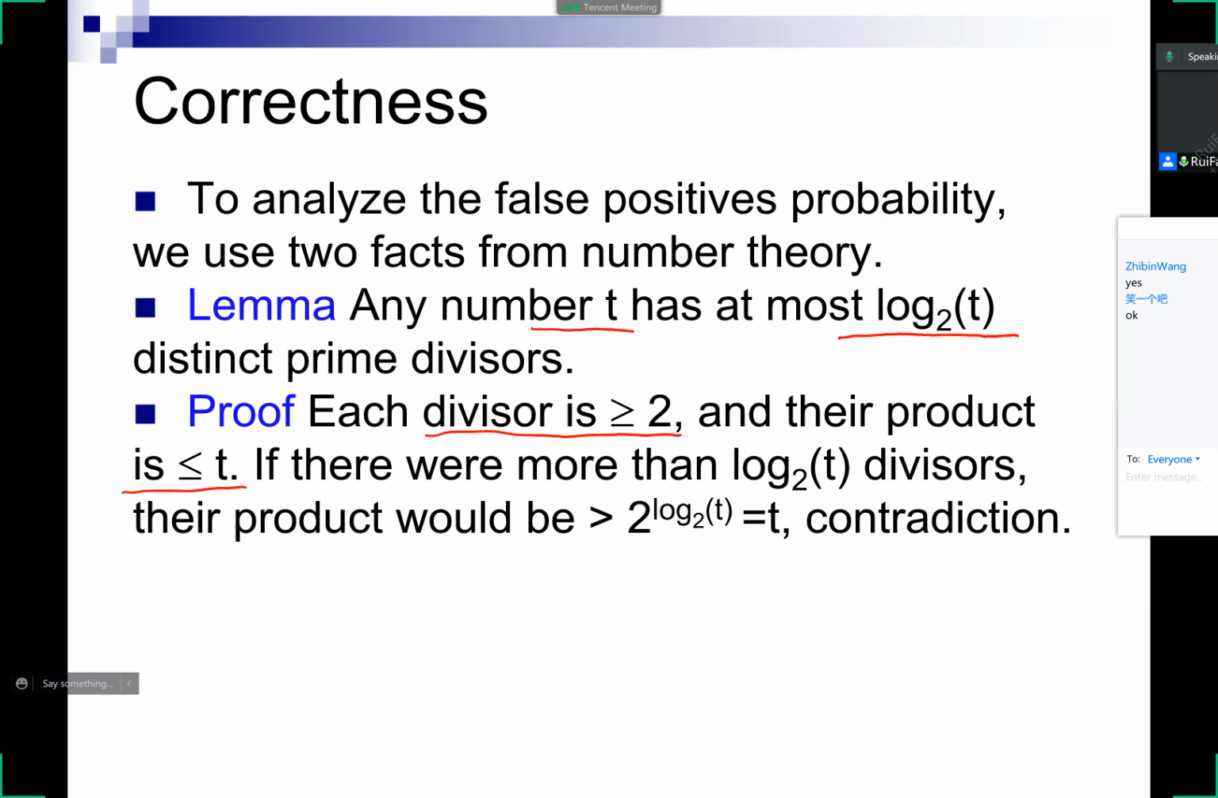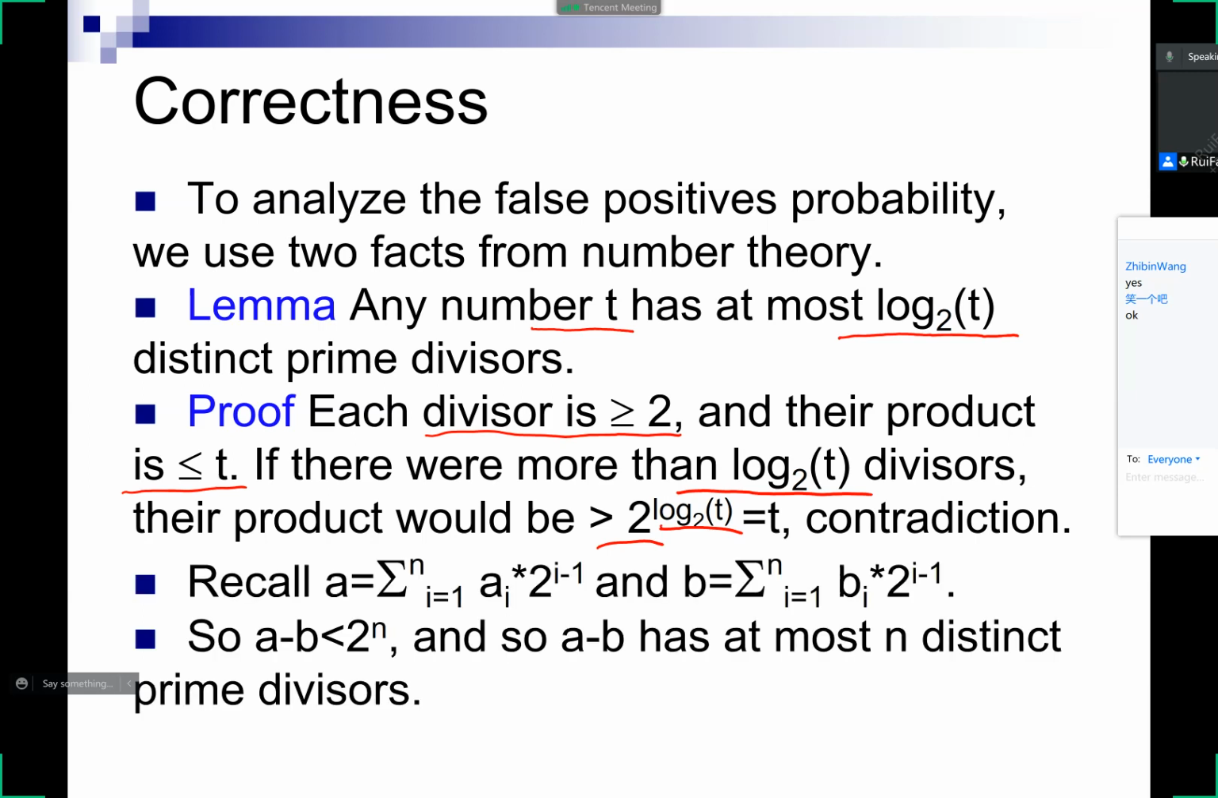So then the product is less than t, and therefore, if you actually have more than log t divisors, then when you multiply all of them together, since each of them is at least 2, and you have more than this number of them, your product would be larger than t. That's a contradiction. So this number does not have too many prime divisors. It's got at most a logarithmic number of prime divisors.